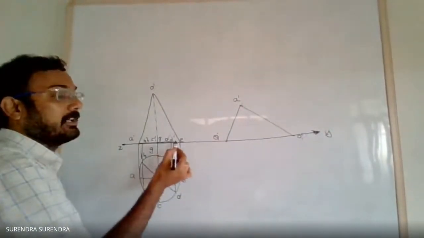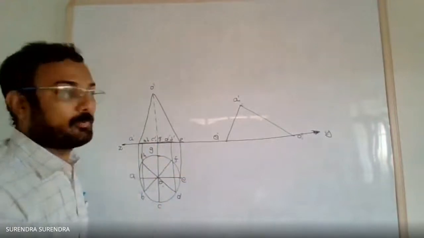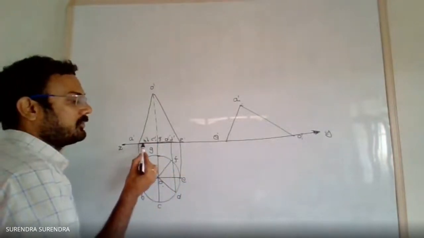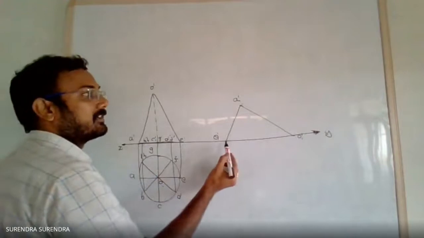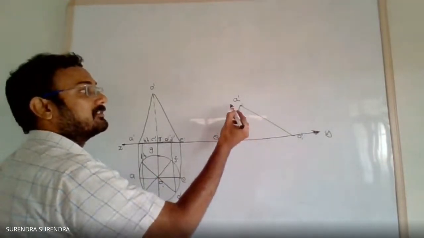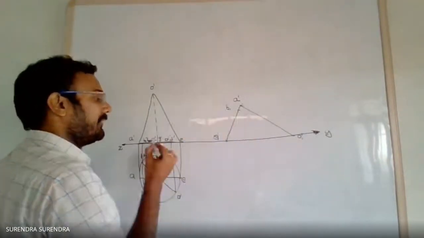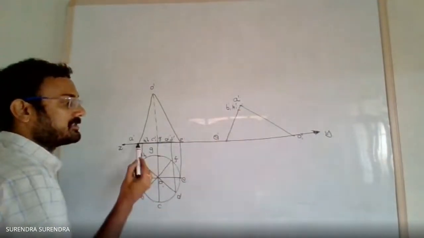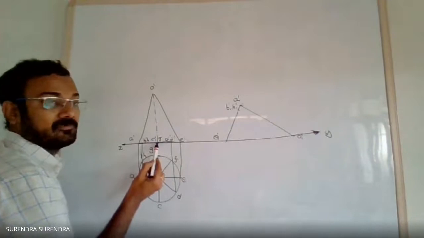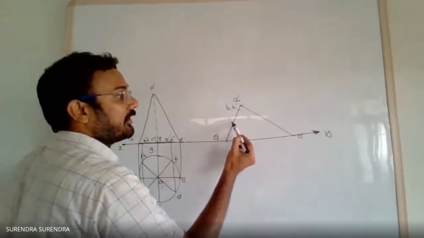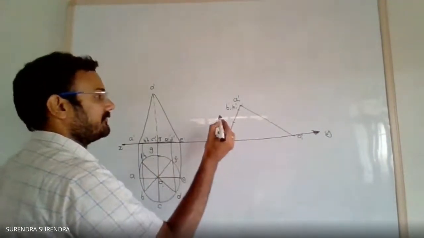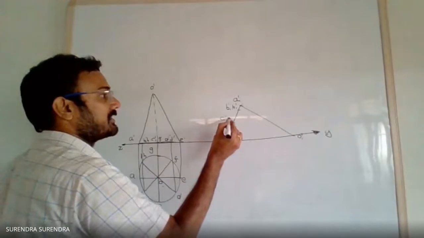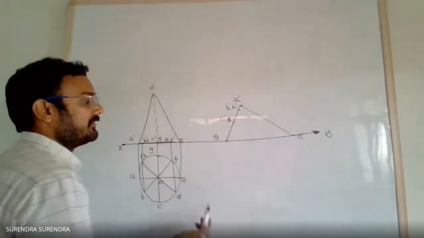Now, for getting the remaining points, take compass, measure the distance from A to B. With A as center, draw an arc. You get the point B1 dash and H1 dash. Measure the distance from A to G. With A as center, draw an arc. This is the point C1 dash, G1 dash.